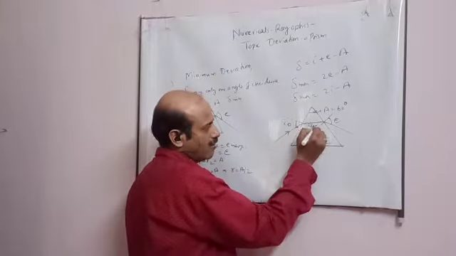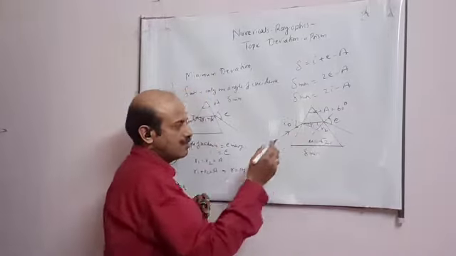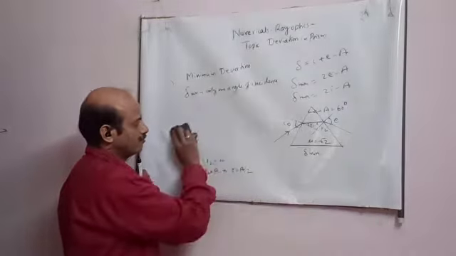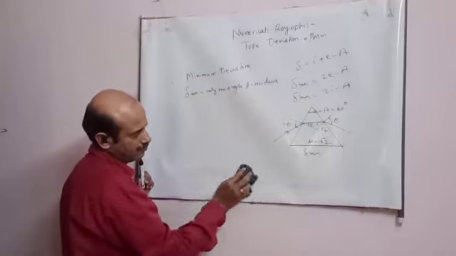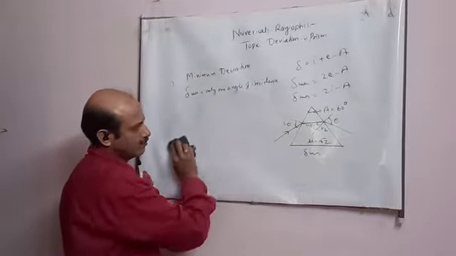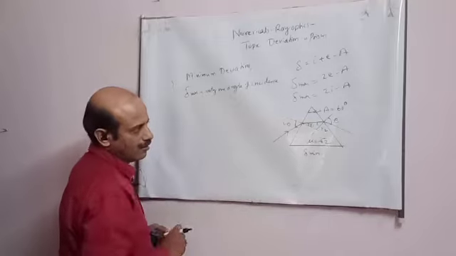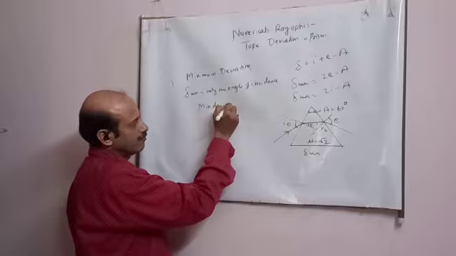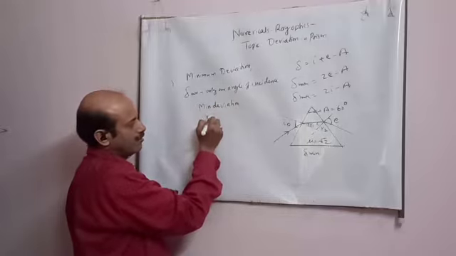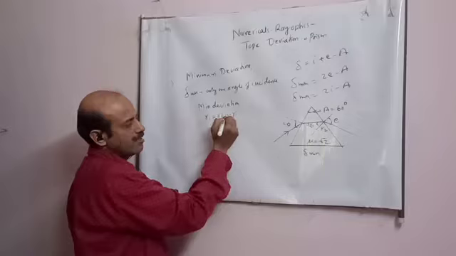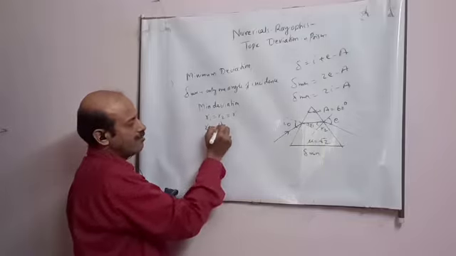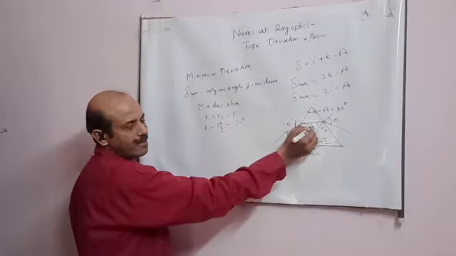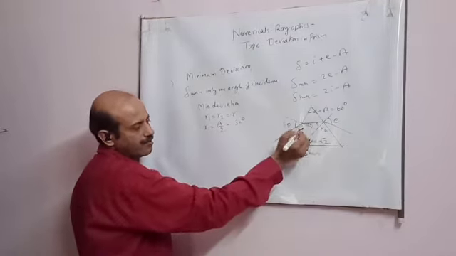This is R1, this is R2, and since it is minimum deviation, R1 will become equal to R2. So in case of minimum deviation, R1 is equal to R2, which say it is R, and this R1 will be given by A by 2. A is given 60, so R1 is 30 degrees. Now here I will apply Snell's law.